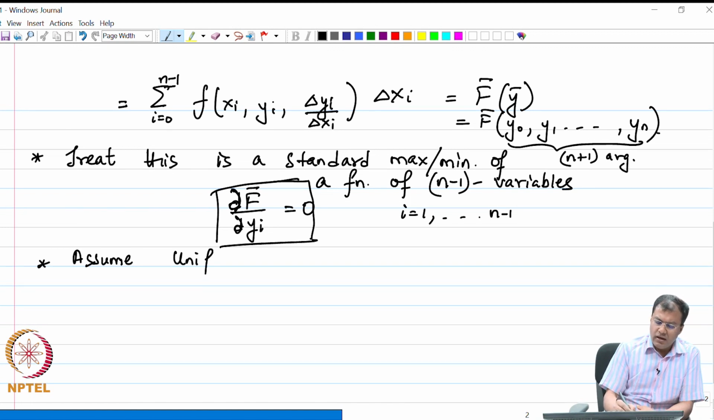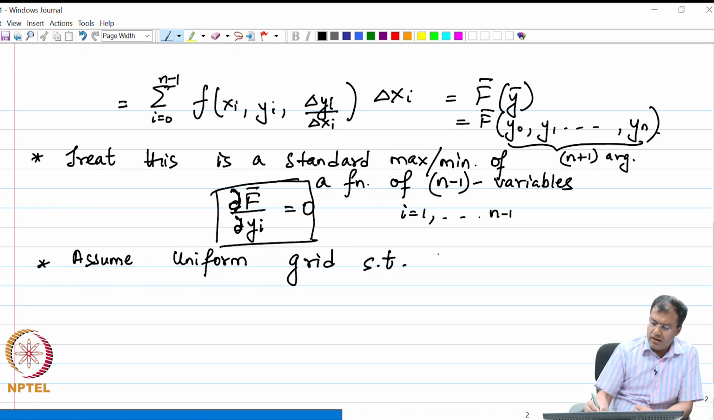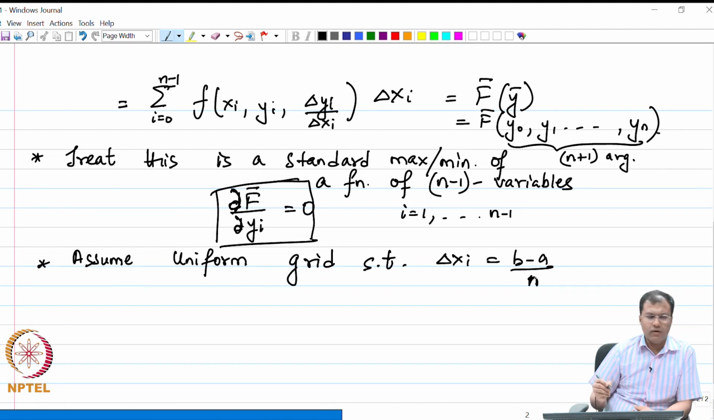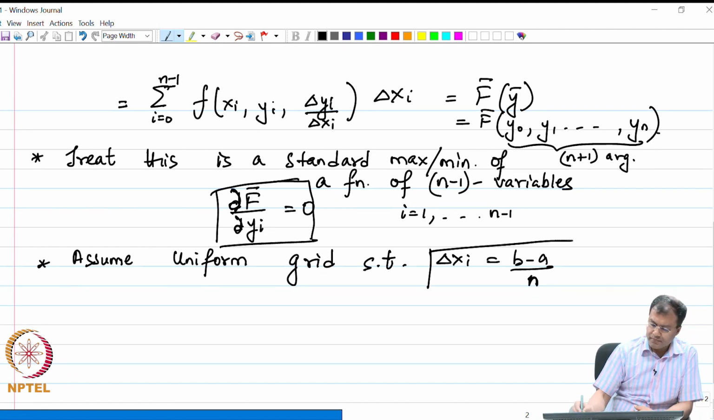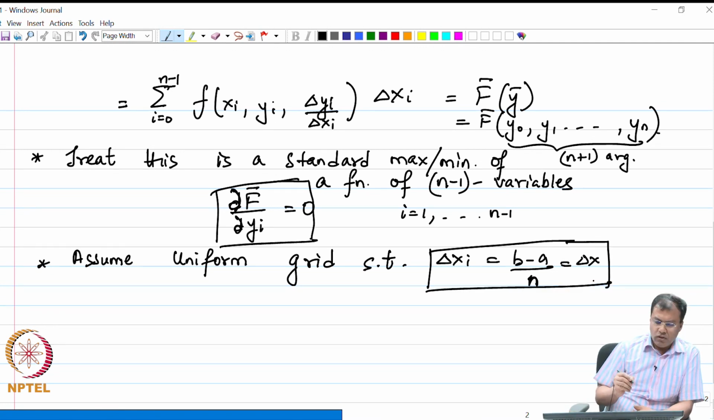Okay. And further, let us assume that the grids are uniform. Right now, we are going to make this assumption so as to simplify our calculations. So, assume uniform grid such that my delta xi is the final point minus the initial point divided by n, which is the number of grid points. I call this delta x. So, all that is required in this method is to just find the maximum of this function using the standard first derivative test. So, let us look at an example.